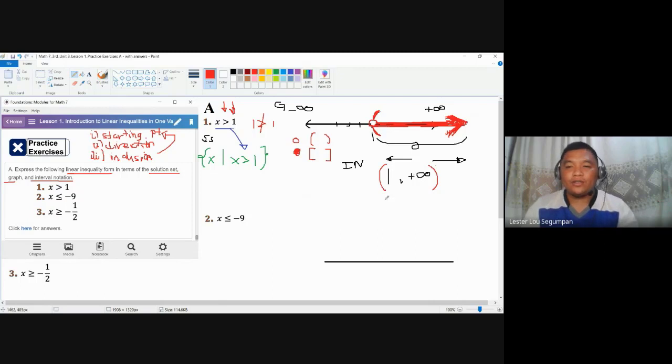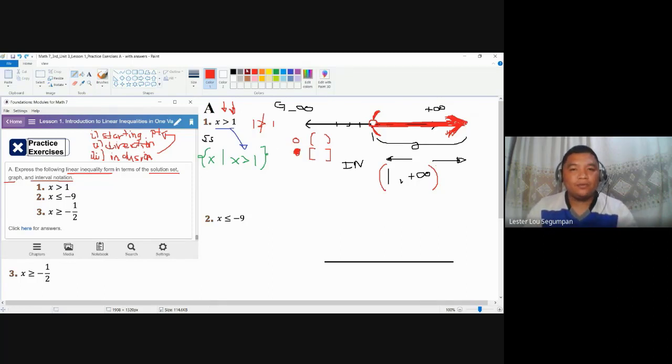So if you're going to say positive infinity and then 1, it cannot be. They should not be interchanged because infinity is larger than 1. So it should be on the right and 1 should be here on the left. So this is not similar to your solution set in the roster form, where you can just simply interchange the elements. In the interval notation, it should not be interchanged. I have discussed a very long process for number 1, but let's just apply the same processes for number 2 and number 3.